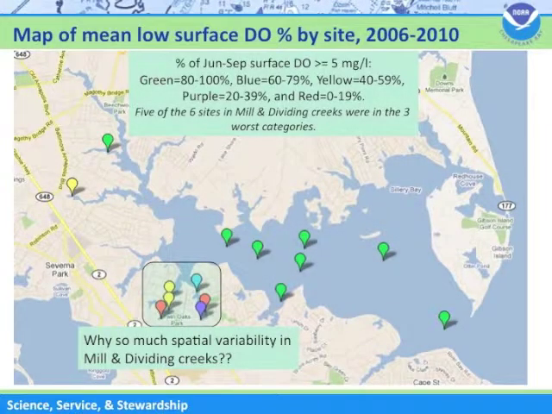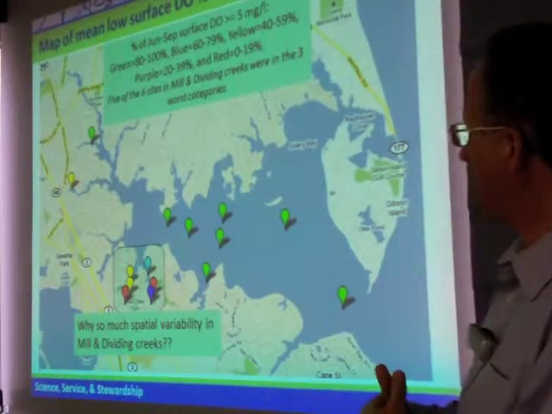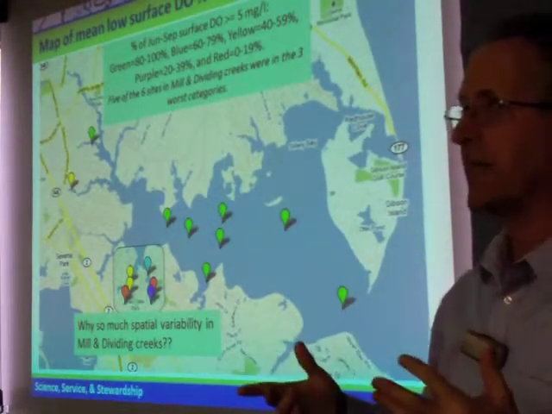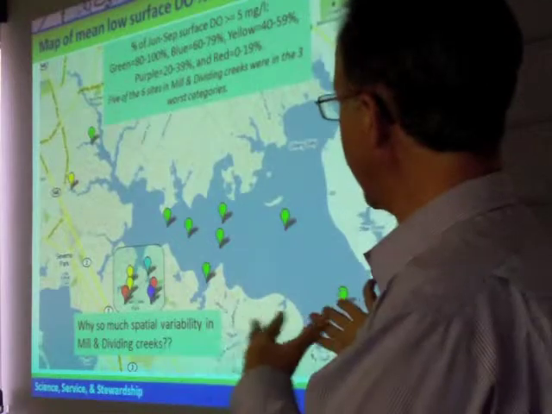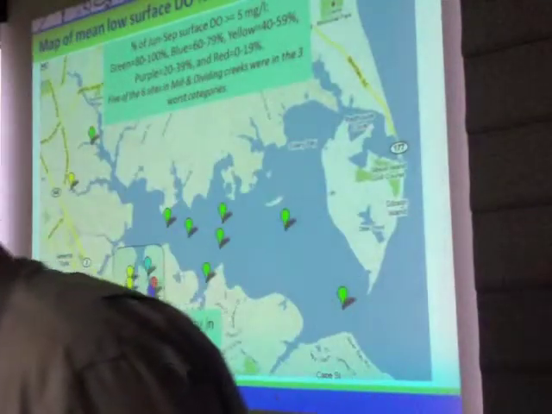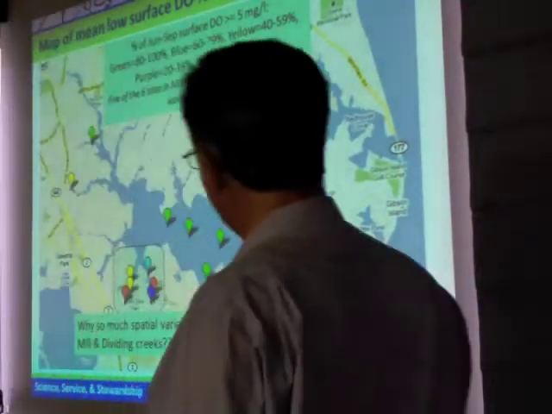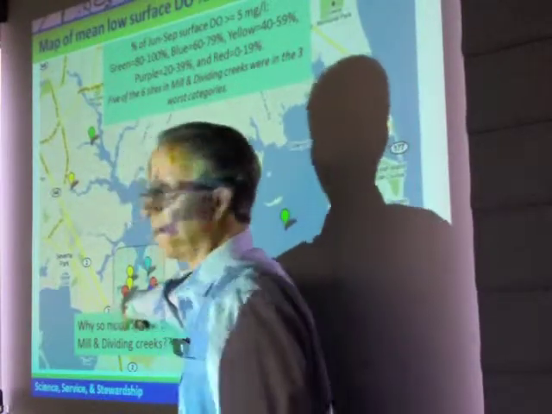And then within Mill and Dividing Creek, you had red, the worst category, you had purple, the next worst, then you had yellow, and you had blue. So you had 4 of the 5 categories just in Mill and Dividing Creek. And just to give you a sense of scale, the tidal portion of each of these rivers is only about 0.8 of a mile. So that's very short. And I think this has implications for sampling design. How do you know how many samples you need? In this case, you probably need a lot. But you can definitely see the red and the purple are the uppermost sites in both creeks.